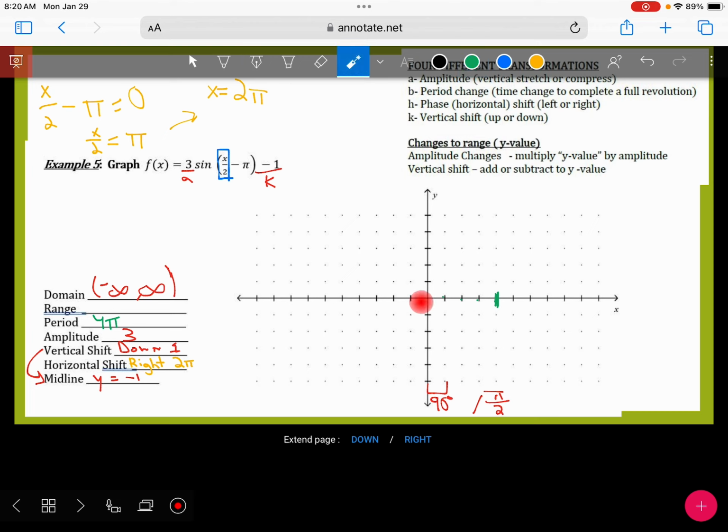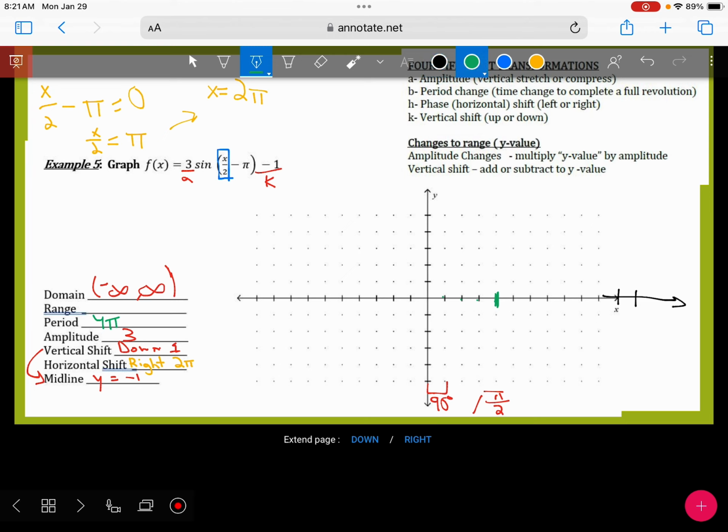So our scale here is 90 degrees or pi over 2. So every jump increases by 90 degrees. Our period is 4 pi, or 720 degrees. So if we're making jumps by 90 degrees, it's going to take 8 jumps to get all the way to 720 degrees. So we have to extend our graph out a little bit. We still don't have quite enough room. I think that should do it.